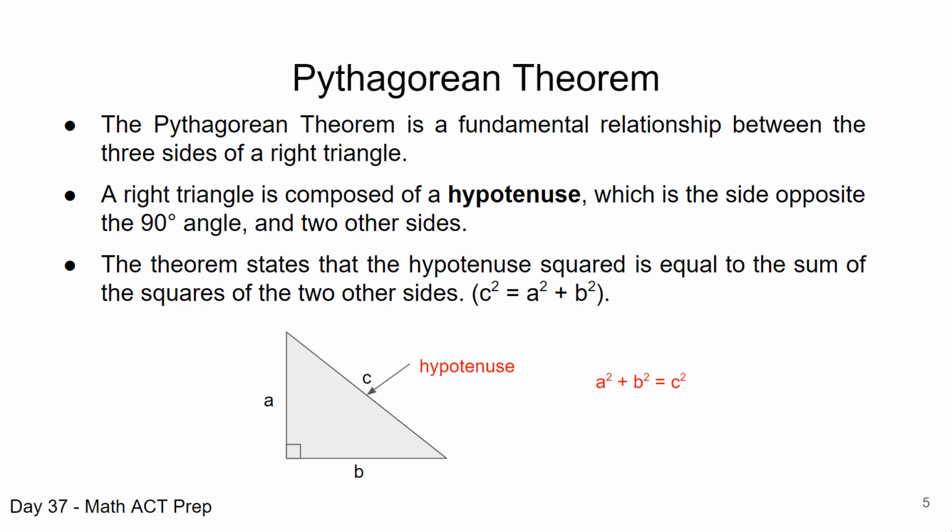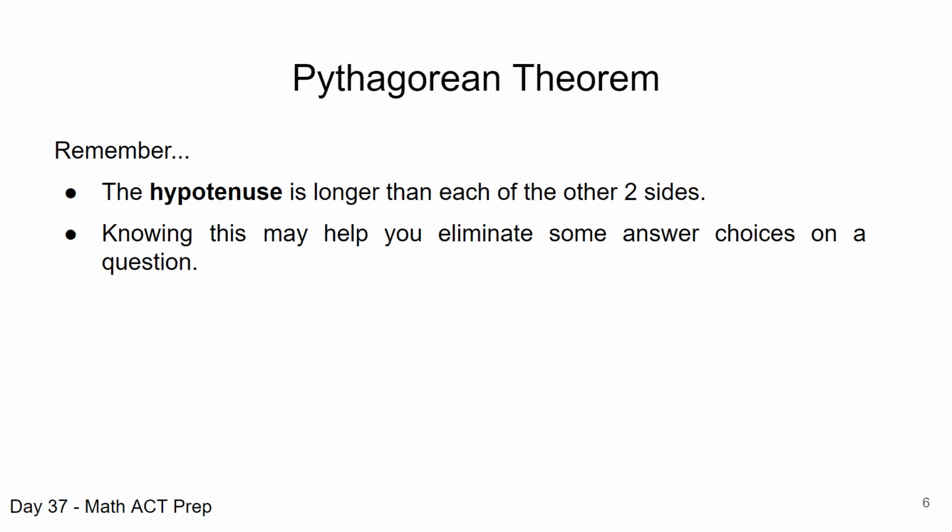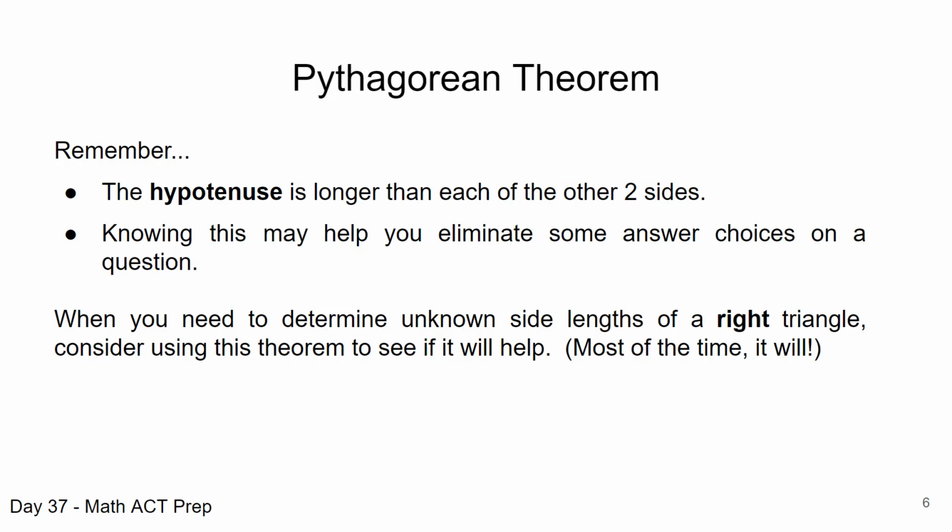That's the Pythagorean theorem. Remember when you're using the Pythagorean theorem that the hypotenuse is longer than each of the other two sides. It is the longest side length in a right triangle. Knowing this may help you when you look at your answer choices with whatever you're asked for. Knowing that may help you eliminate some of those answer choices. Anytime you need to find an unknown side length of a right triangle, consider using the Pythagorean theorem. In most cases, it's going to be able to help you. So keep that A squared plus B squared equals C squared in mind.